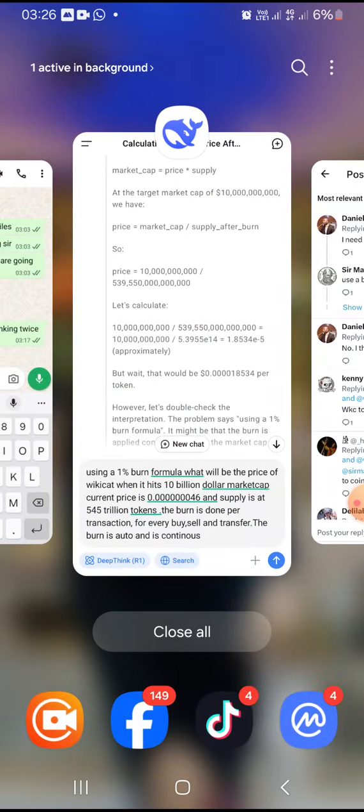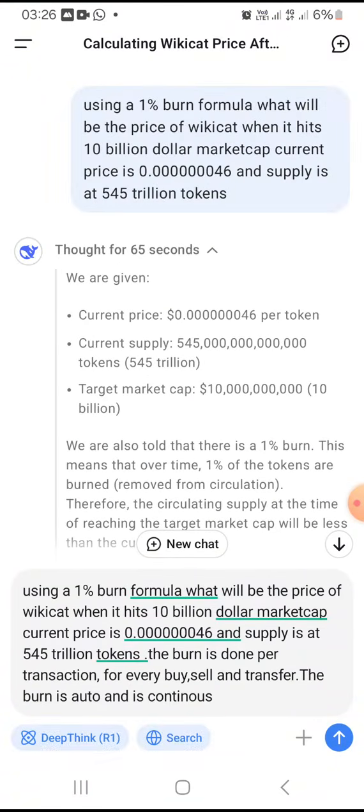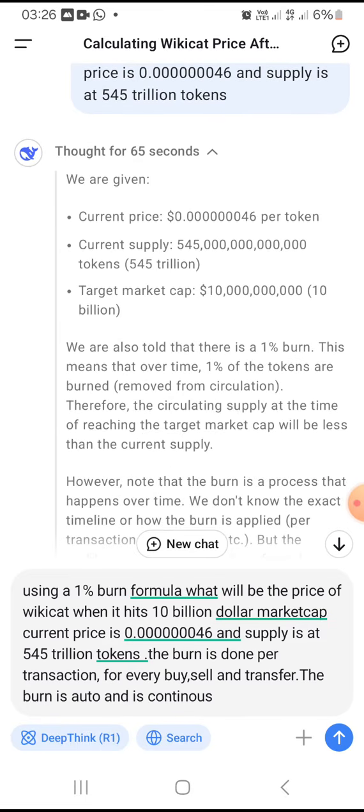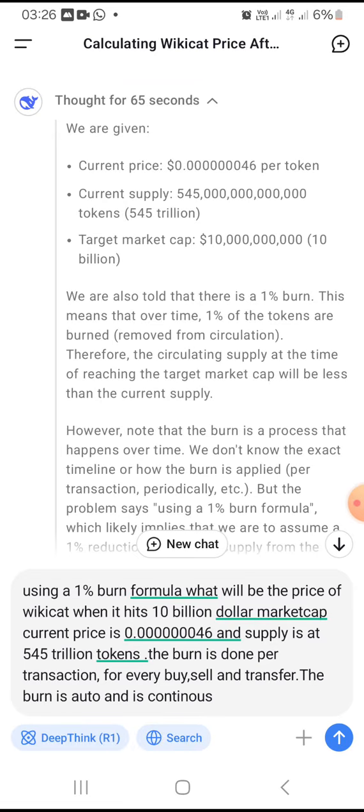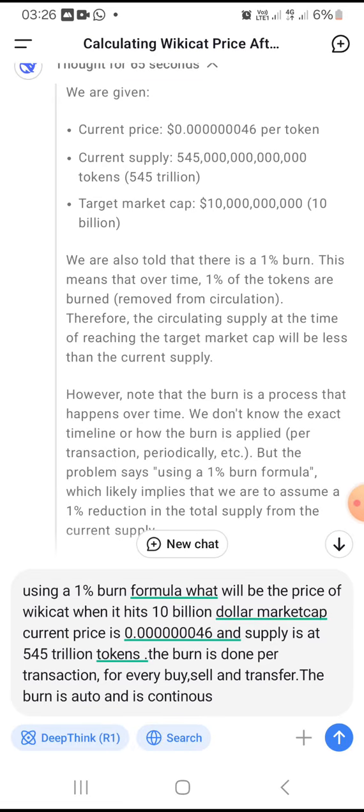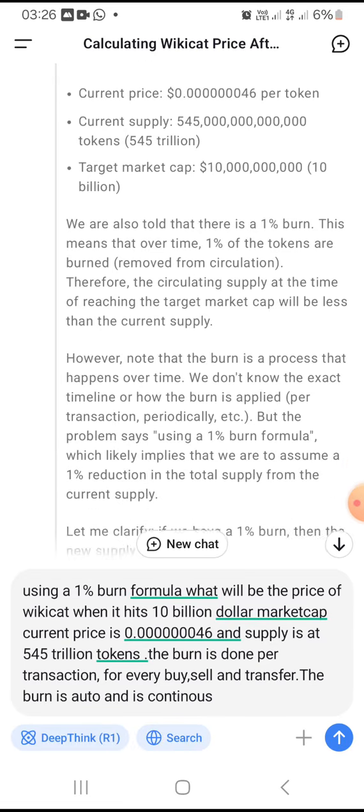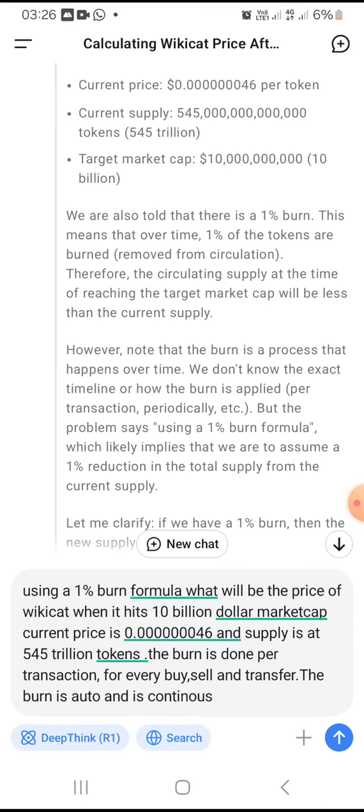let's go here. I came to ChatGPT and said, using a 1% bond formula, what will be the price of Wikicat when it hits $10 billion market cap? Current price is 0.007046 and supply is at 545 trillion tokens. Look at what ChatGPT said. ChatGPT said, "We are given current price, this per token, current supply, these tokens, target market cap, 10 billion.